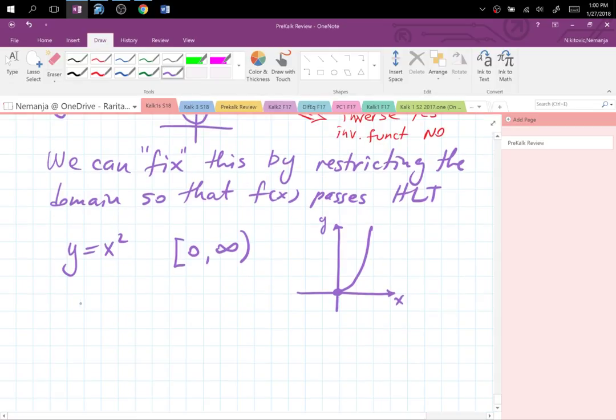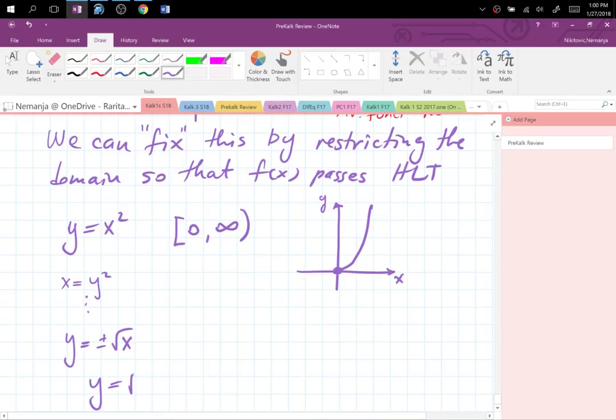So now, when I do my swap, x equals y squared, and do all of that stuff, I will get y equals plus minus root x, but then there is no minus branch. So the minus branch goes away, and I just have y equal root x. And that is this. So now it becomes a function. So by restricting the domain, we actually get to fix the issue of not having the inverse function.